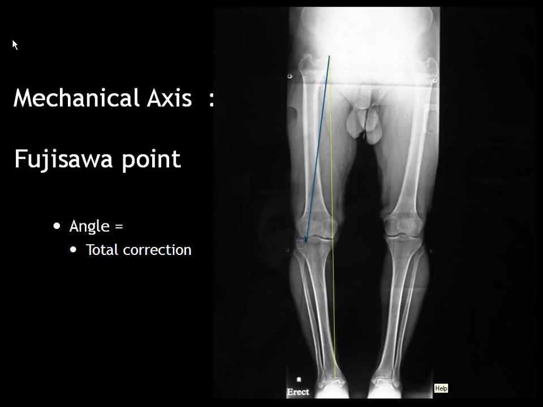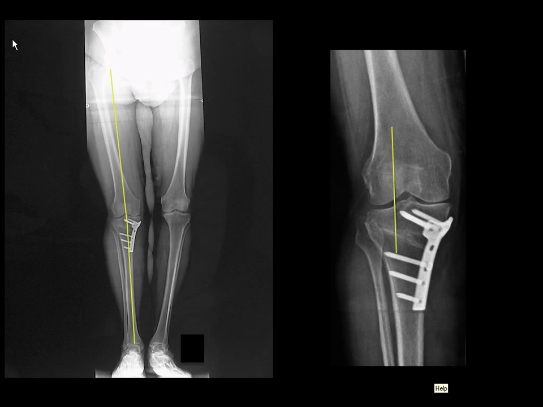Then he draws a line from the femur, line from the tibia, and he just measures that angle. And that angle includes the normal plus the required corrected angle. So there's only one angle to measure, nothing else. That gives you the final angle. So it's a much easier technique. And this is the final result.